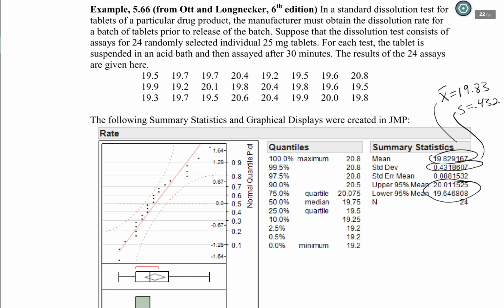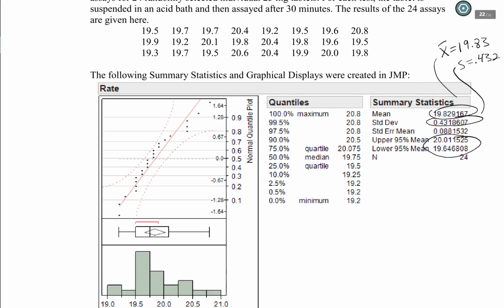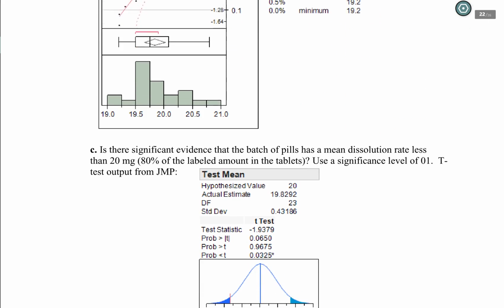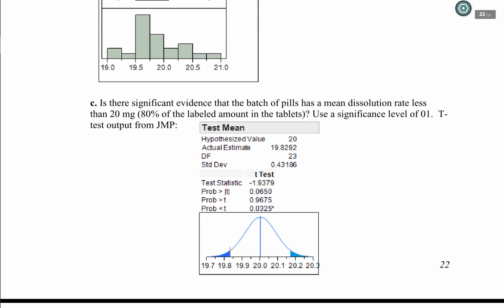But let me scroll down to the question to have a little more context. We were testing here the mean dissolution rate, mu, a population mean. Is there significant evidence that this is less than 20, which is 80% of the labeled amount? So just to set up the null and alternative hypotheses here.